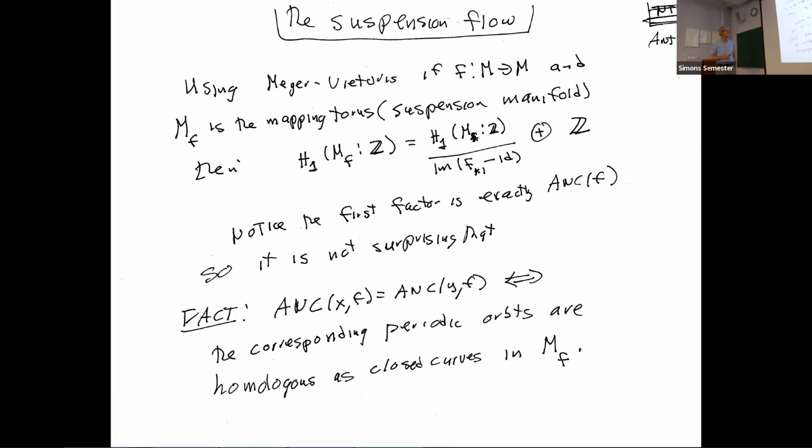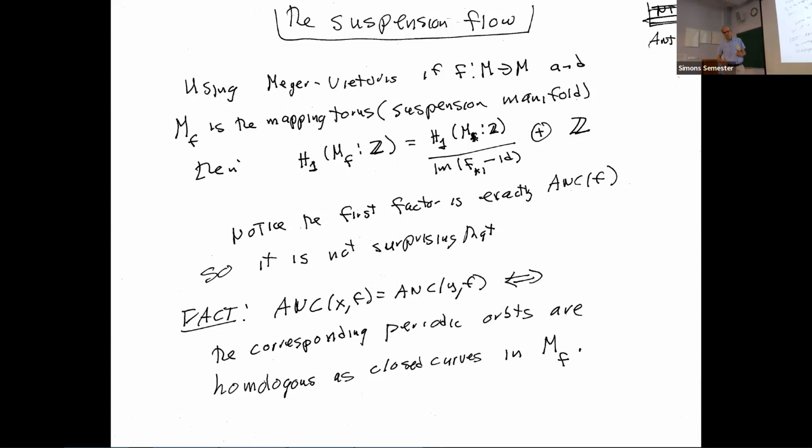Now, this group comes up in a different context, but in fact, it's not a different context. It's the same context. If you go back to your algebraic topology and you compute the homology of the suspension manifold, what you find is that you get exactly the same group here, plus the factor Z, which is the circle direction of the bundle. So this first factor is exactly the collection of abelian Nielsen classes. It's not surprising, and you can just prove this, that the abelian Nielsen classes are telling you whether the periodic orbits are homologous as closed loops in the mapping torus.